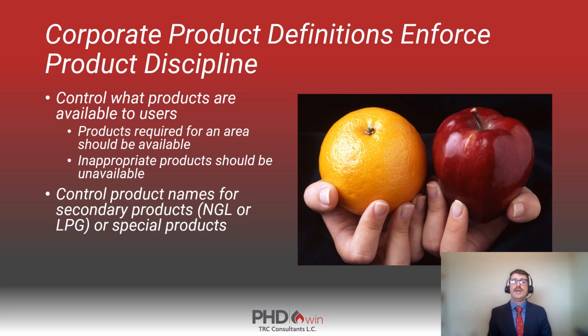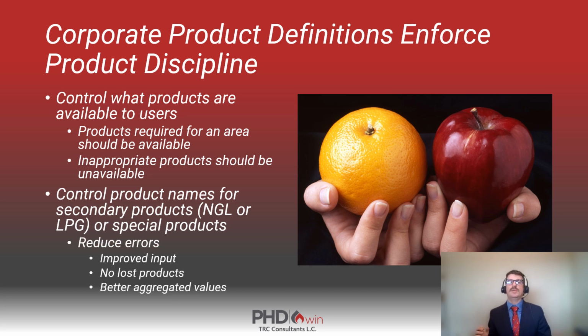You want to make sure that you're naming them appropriately. I've definitely seen several projects where different users in different areas called the same thing different item names, like NGL or LPG. And when at a corporate level we tried to aggregate the data, it looked like we ran into errors. It looked like we lost data because we were gathering all of the NGL together and all of those LPG volumes dropped off.